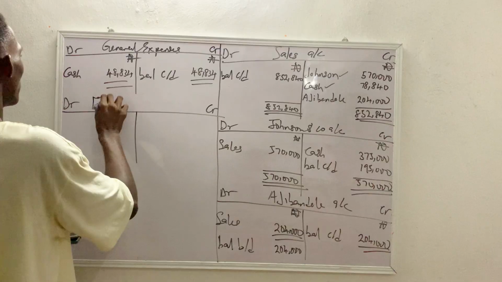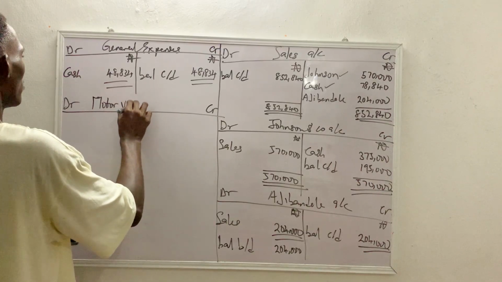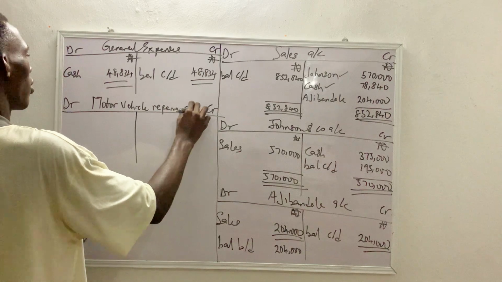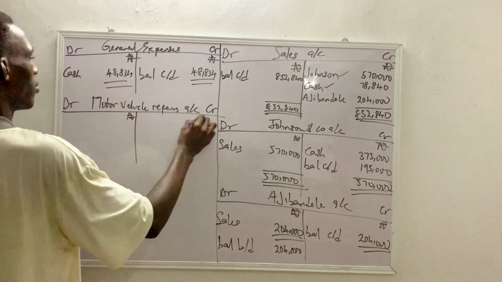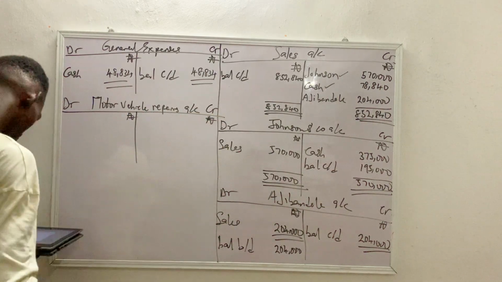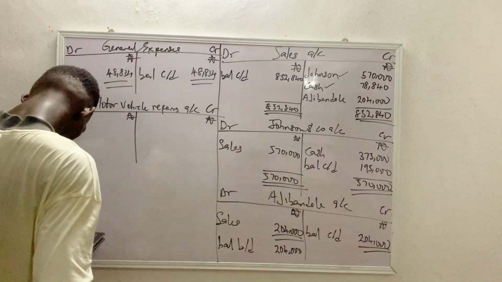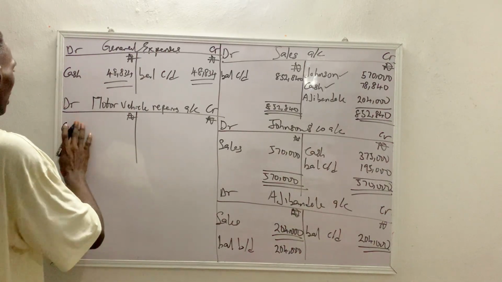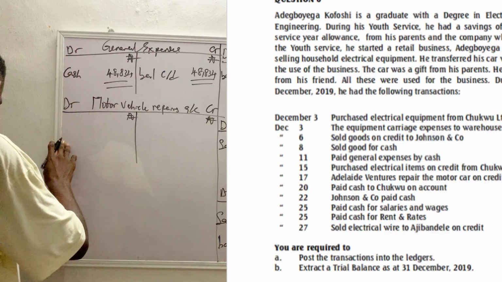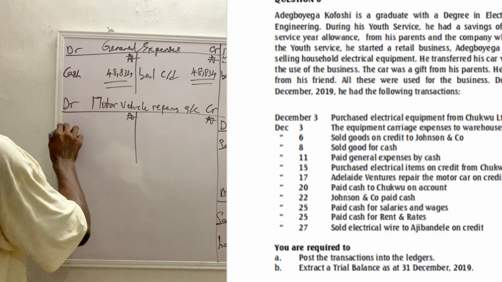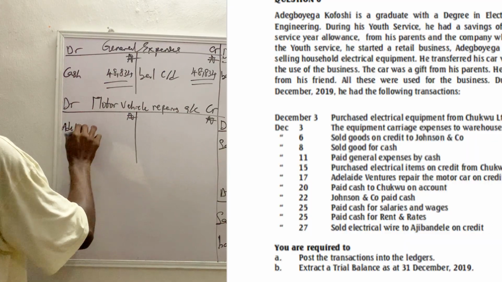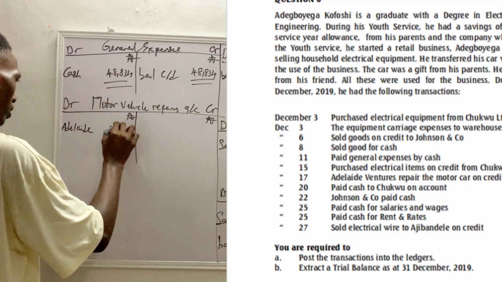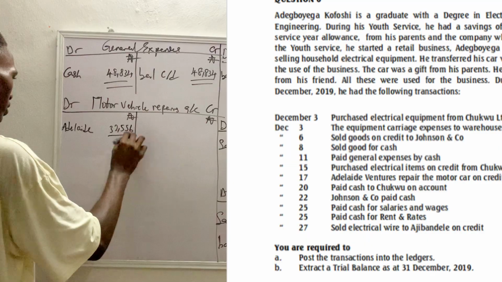You can check our playlist and you'll see the video on error. So motor vehicle repairs, we did that on credit from Adelaide Ventures of 32,556.